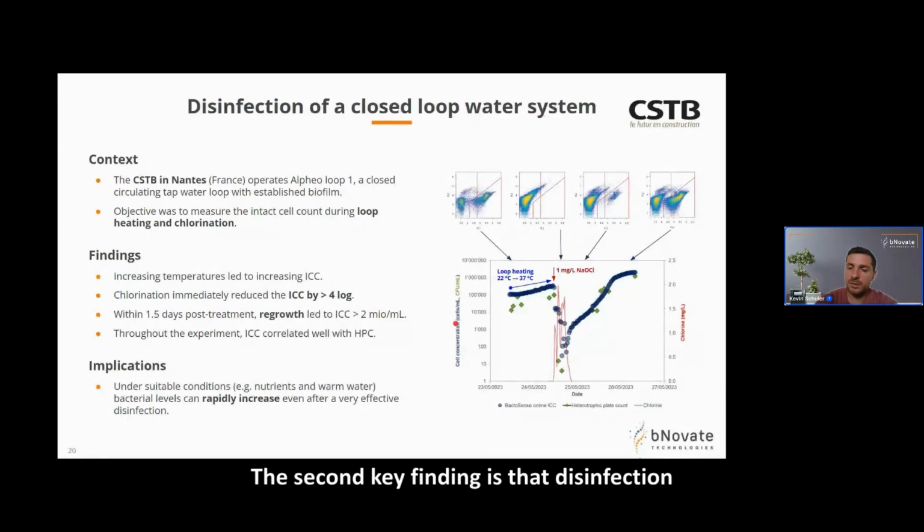The second key finding is that disinfection can reduce the ICC, the number of cells, by up to 4 logs. At the end, we were between 10 and 100 cells for the lowest results we had, which is close to sterile water, at least from our perspective. And after 1.5 days, we get back to more than 2 million cells, like I said. And all along the process, the dynamics were similar to what we can expect from an HPC and standard methods, which shows that it's really what's going on there.